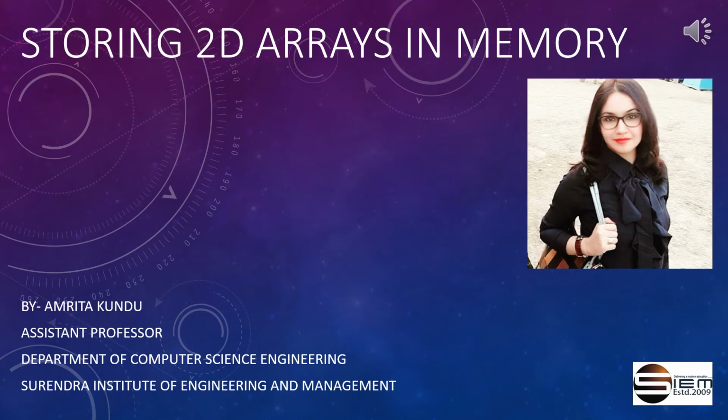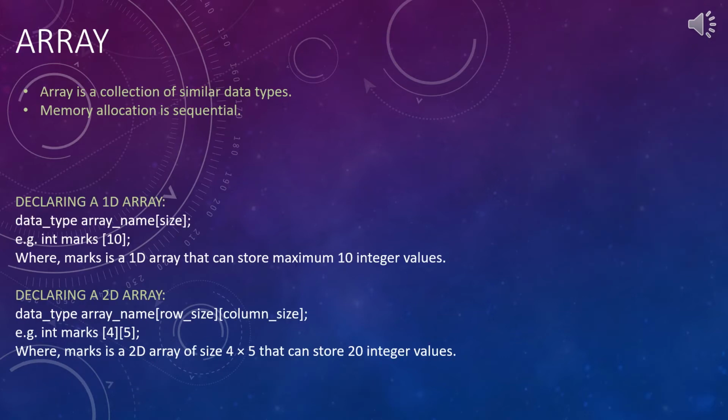This video deals with how to store a 2D array in memory. First of all, let us recollect what an array is. An array is a collection of similar data types. Means if you are storing integer, then all of the values should be integer. If float, all the values should be float. If character, all the values should be character. And the memory allocation in an array is sequential.